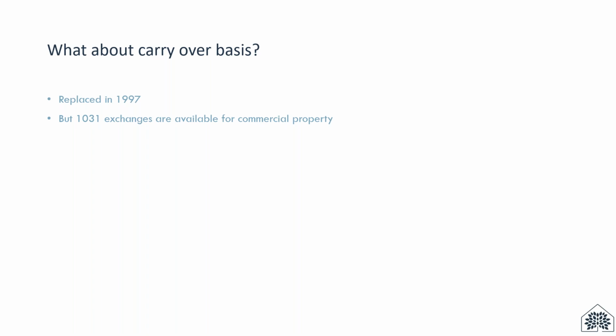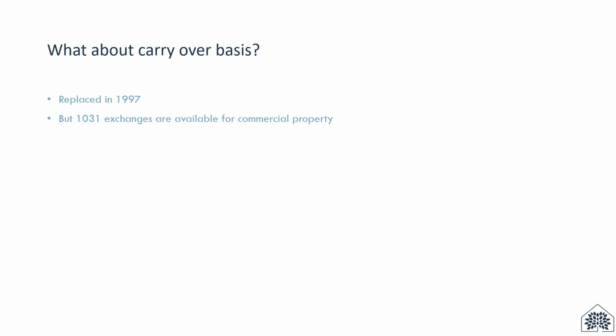And this is what I was going to mention before, because the law had been, up until 1997, that if you sold your home, or other property for that matter, you didn't necessarily have to pay the tax if you bought other property. So you could basically take your basis from your first property and apply it to the new property.